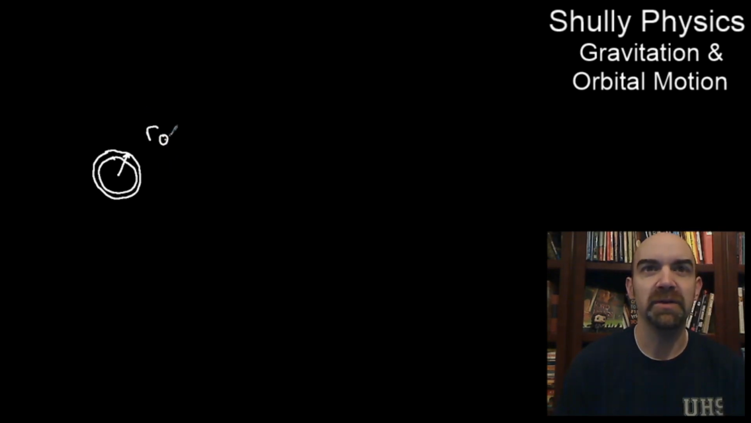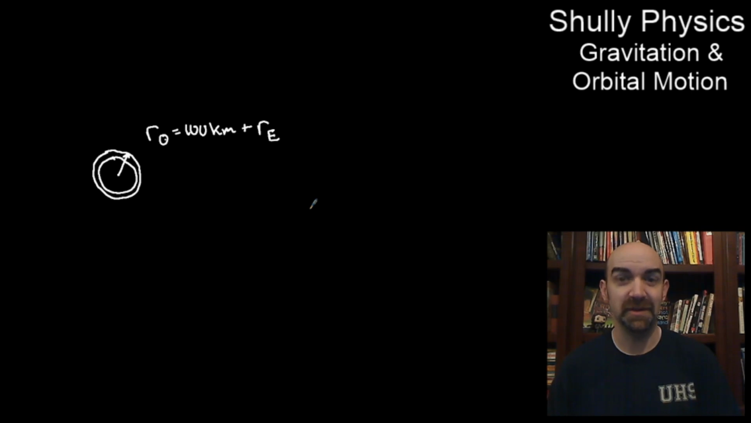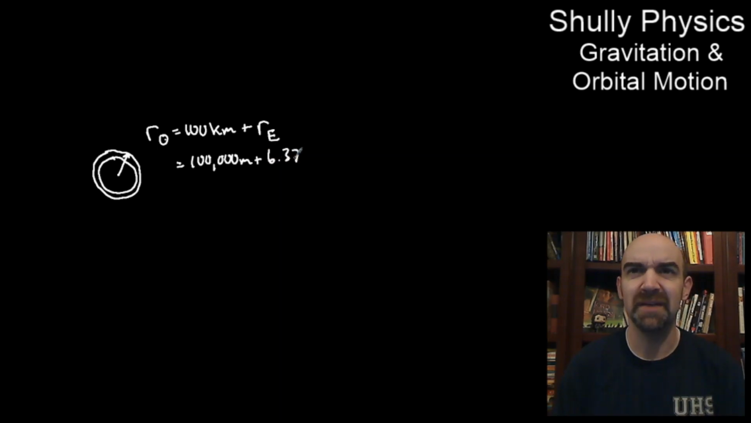We want an orbital radius equal to 100 kilometers above the surface. 100 kilometers is 100,000 meters, and the radius of the Earth is 6.37 times 10 to the 6 meters. So this is 1 times 10 to the 5, and we're going to add that. It'll be 6.47 times 10 to the 6.